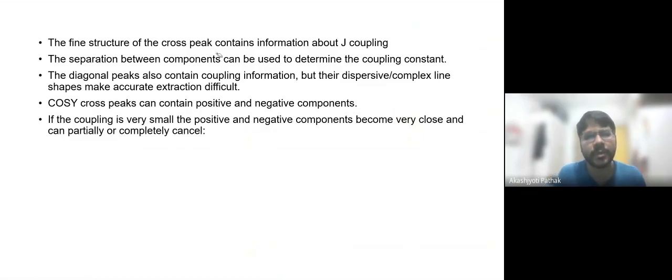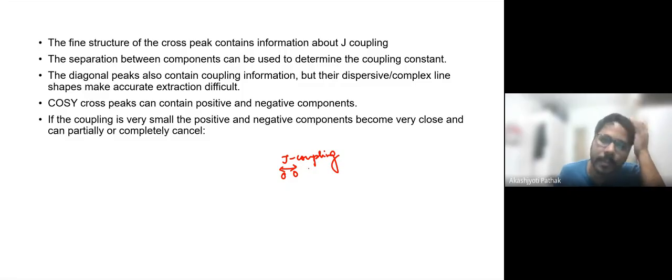So the fine structure of the cross peaks contains information about the J coupling. Depending on the cross peaks, the separation between them provides information about the J coupling. So the separation between the components can be used to determine the coupling constant. The diagonal peaks also contain coupling information, but their dispersive or complex line shapes make accurate extraction difficult.